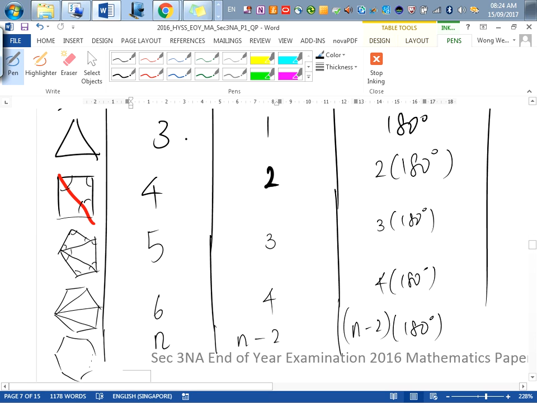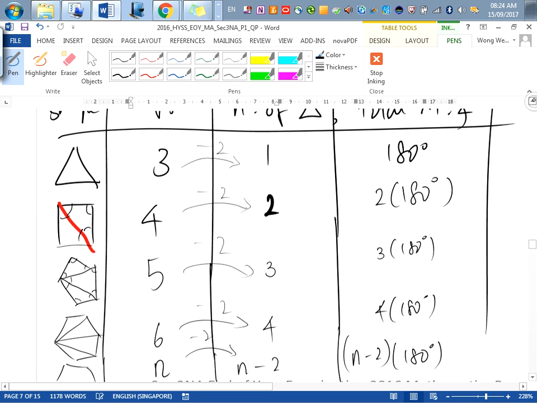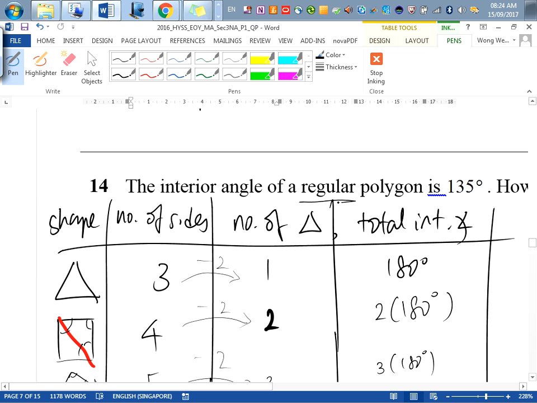So we notice that there is a relationship. We always minus 2. Minus 2, minus 2, minus 2. Likewise, minus 2. Okay? Then, if I say that it is a regular polygon, like in this question, it tells us that all interior angles are the same. So then, since I know the total interior angle, can I find just one? I can just divide, right?